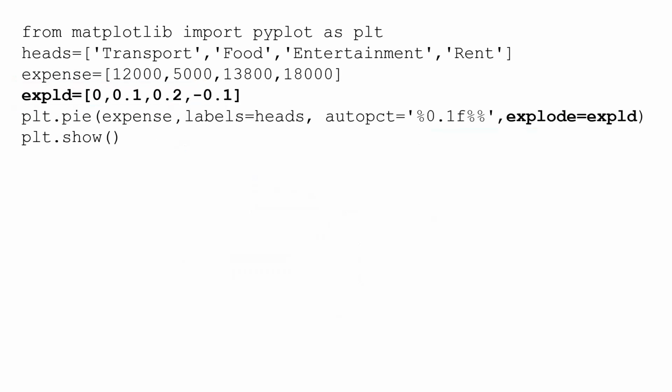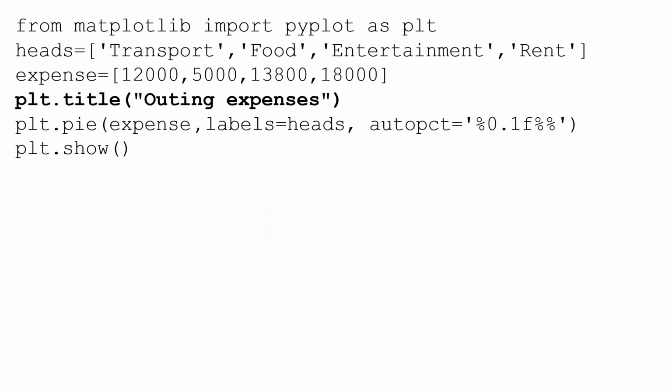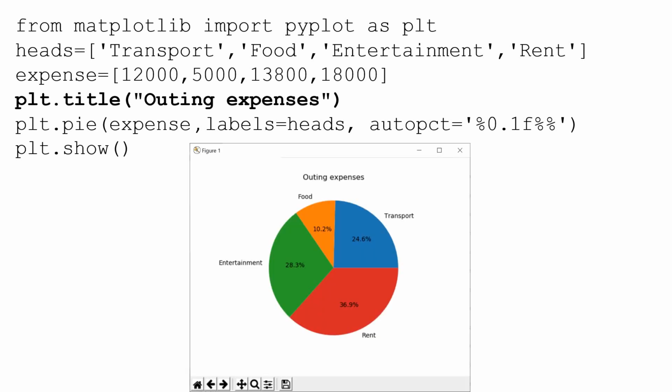Here is the code. This will give the output like. The chart can also be given the title using title function as we saw in the case of line charts. Here is an example. Now the output produced will be. Notice the title of the chart. X label and Y label functions can also be used, but these functions have no relevance for a pie chart.